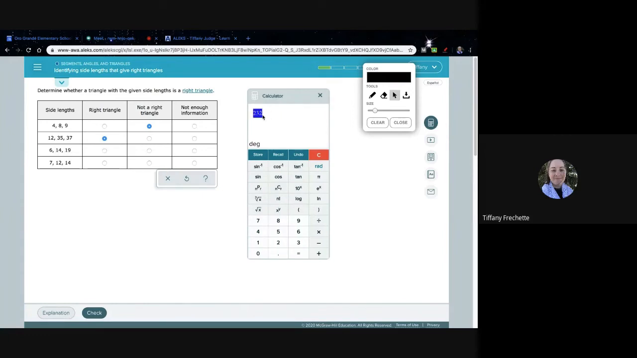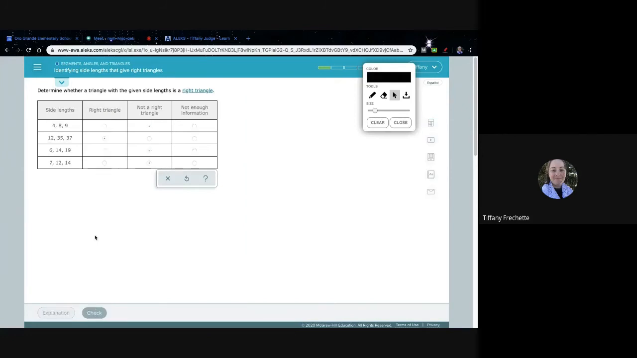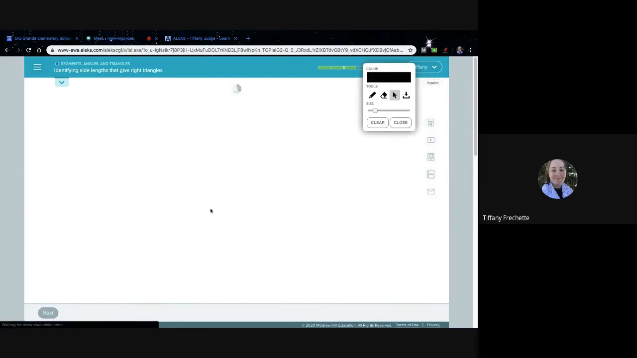So these two added together are 232. What is 19 squared? 361, so not a right triangle. So we have 7 squared plus 12 squared equals 193. 14 squared is 196. Oops, so I want this one. So I'm going to check. And one more of these.